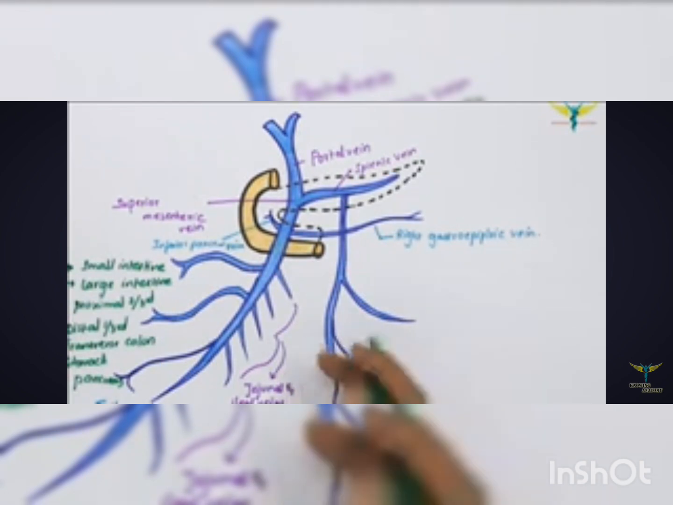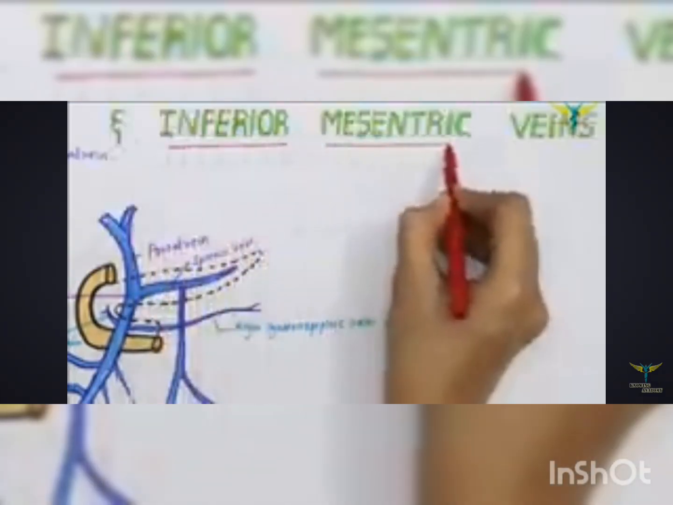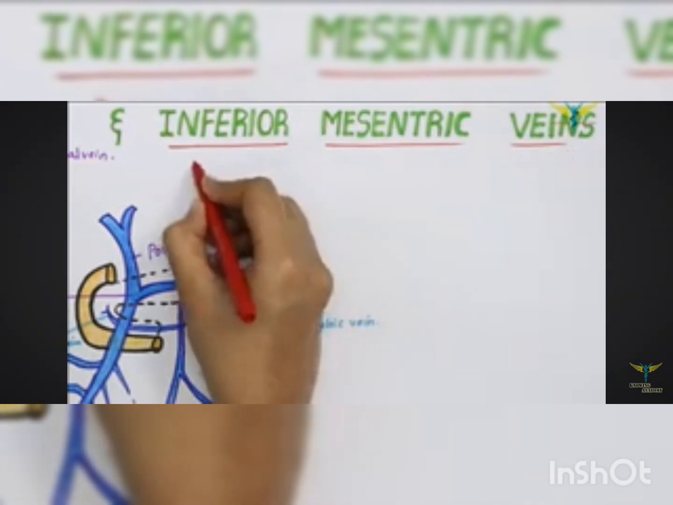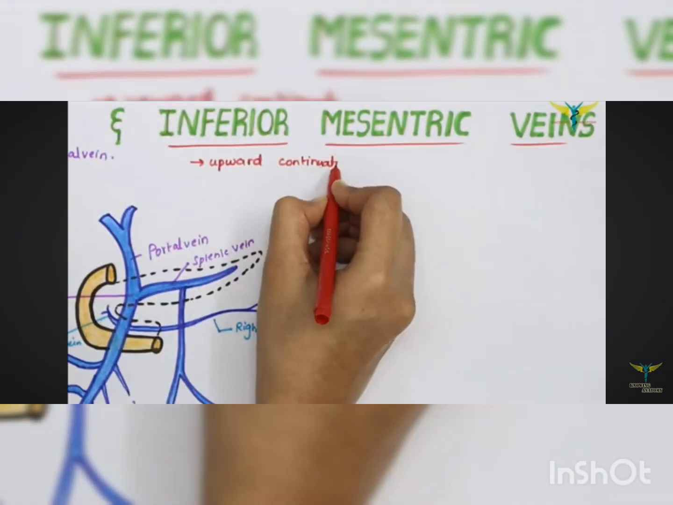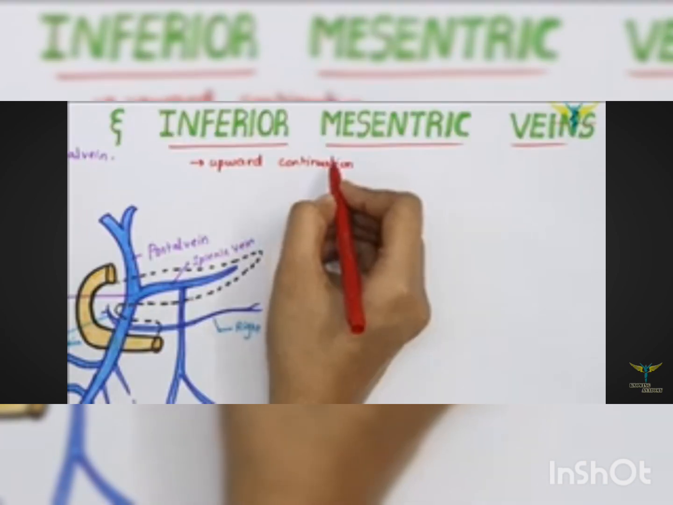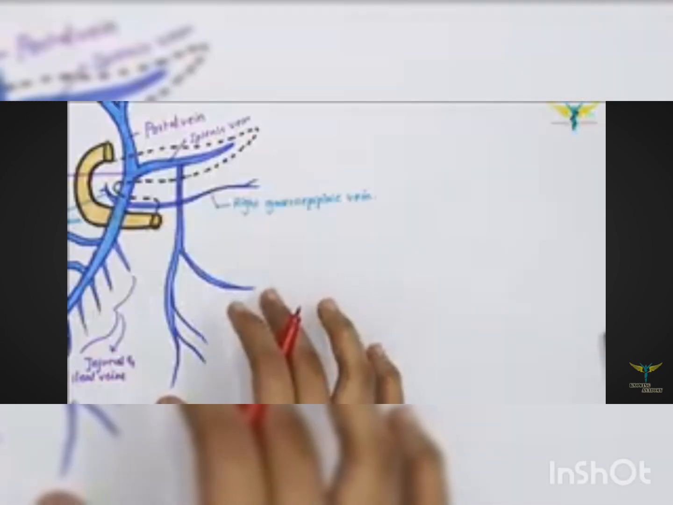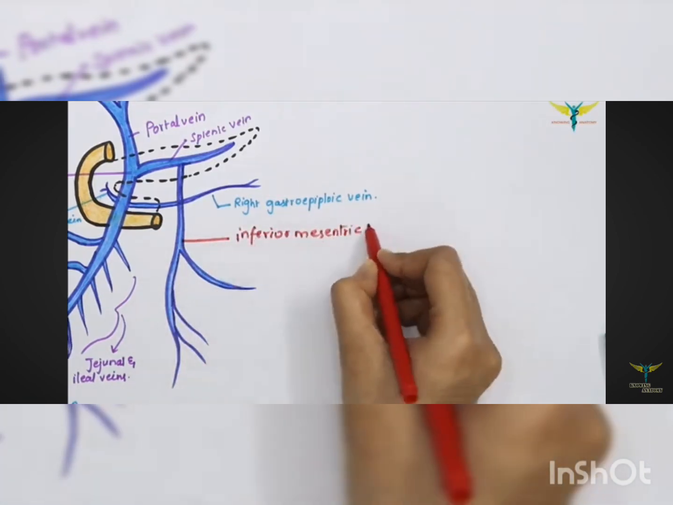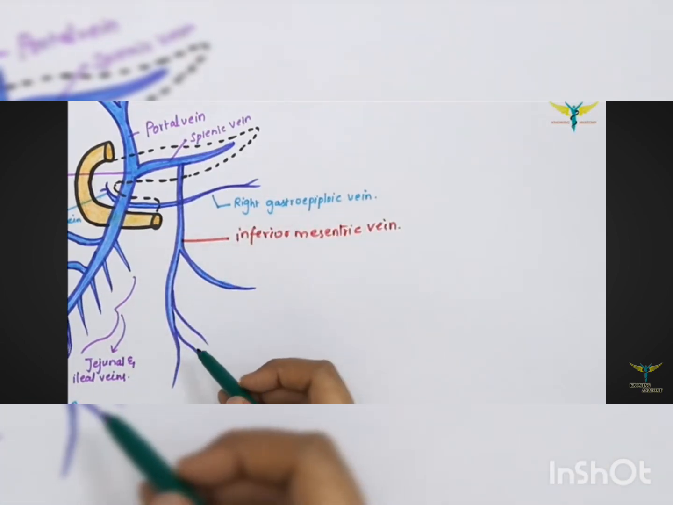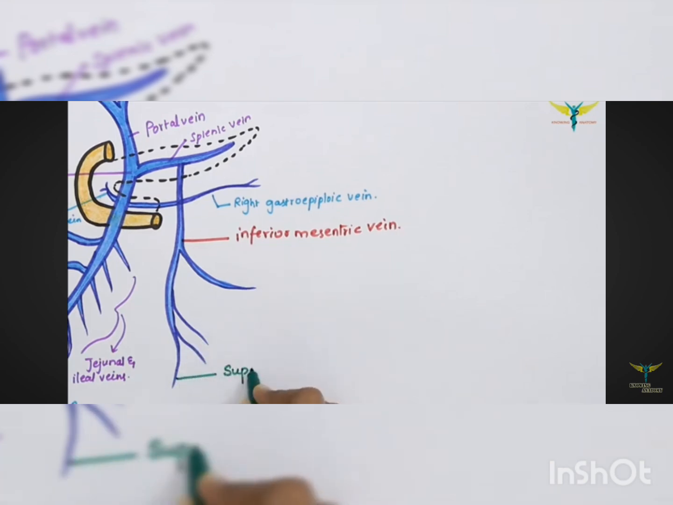And now let's talk about the inferior mesenteric vein. The inferior mesenteric vein is the upward continuation of the superior rectal vein. So in this diagram, this is the inferior mesenteric vein, and it is the upward continuation of the superior rectal vein. So this is the superior rectal vein.